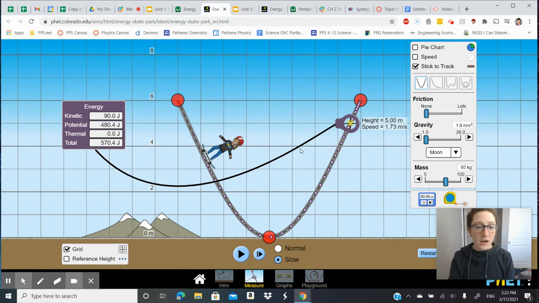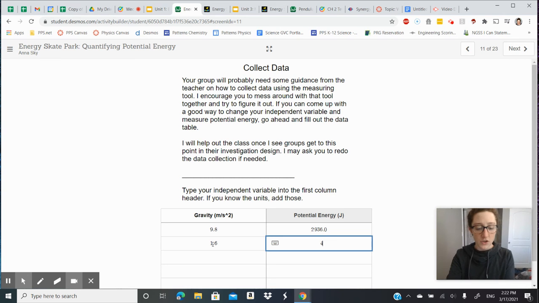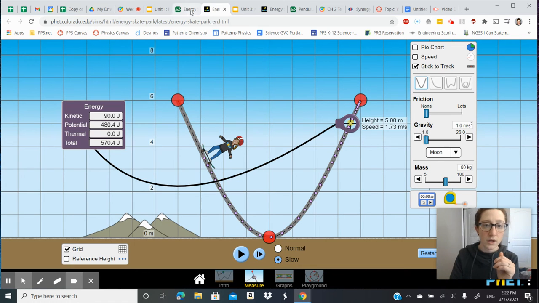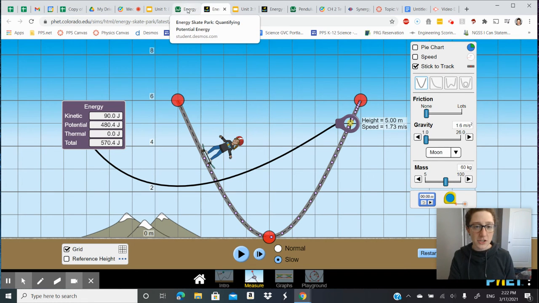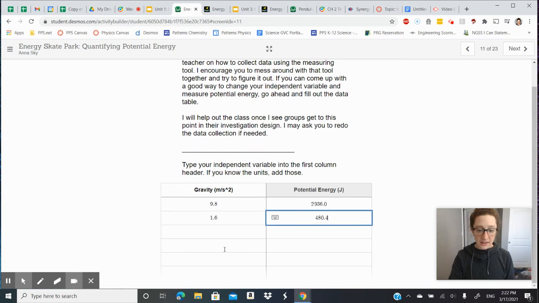Oh, wow, look at that. Look how much less potential energy: 480.4 joules. I'd go back over here and record that my gravity was 1.6, and my potential energy was 480.4. I don't think that's really going to show up all that much on our graph, but we'll put that in as well. So that's how you would do that. You have 5 spaces in the data table, so I'm looking for 5 data points to give you really good, strong data. Okay, so that's how you'll do it.